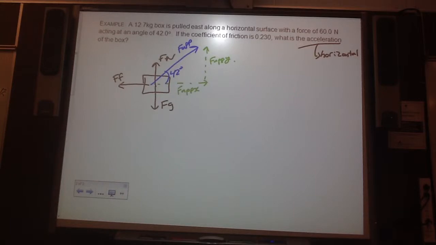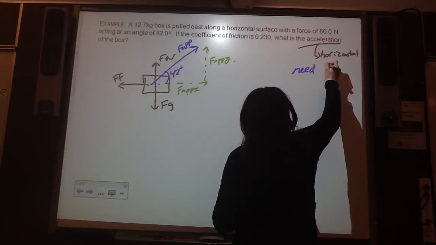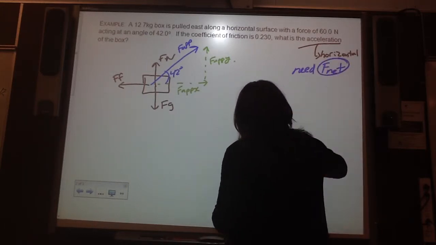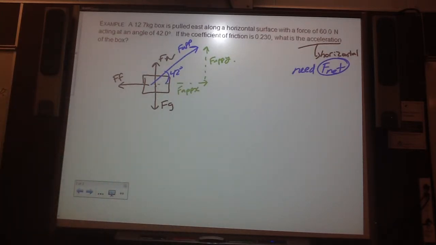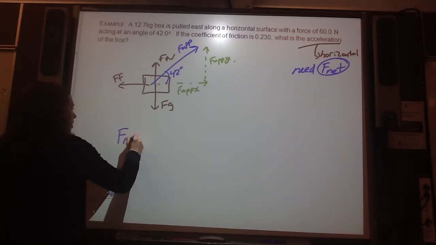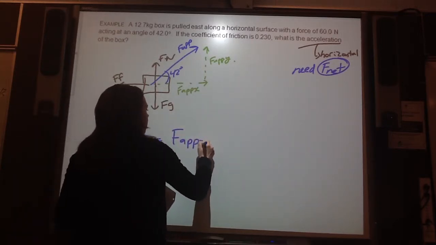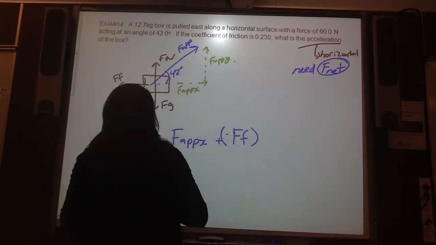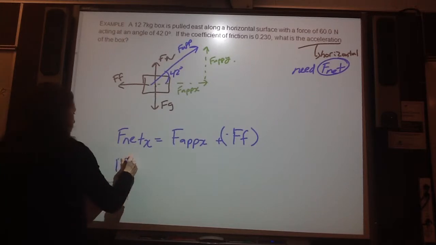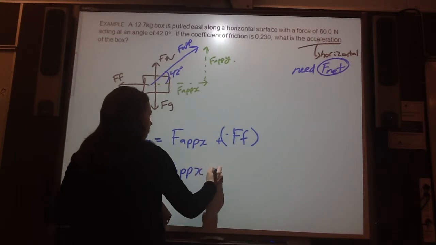So again, we're looking for acceleration, so we know we need to find F net. So since I'm finding horizontal F net, that's F net X. So my overall equation, F net X, is equal to F at X plus a negative FF. Which then we can say F net X is equal to F at X minus FF.